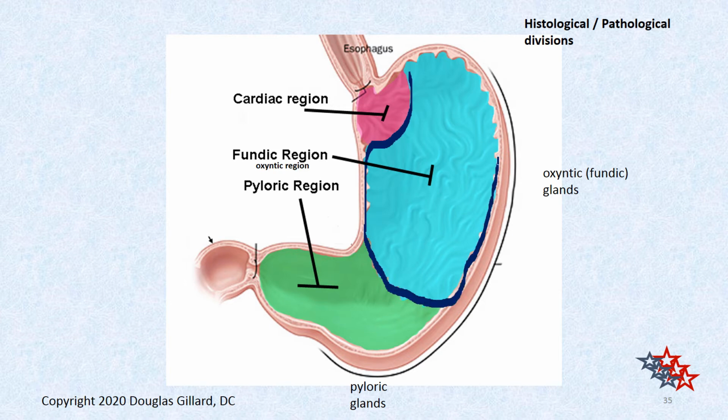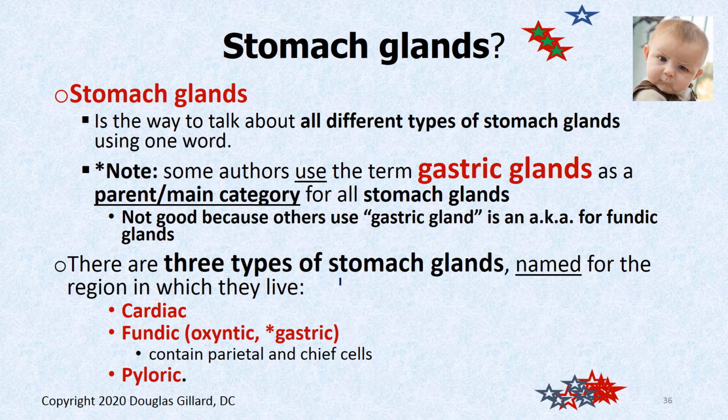What happened to the fundus and the body? How come they're not split into two regions? Because they have the same cell type. These all have fundic glands, aka oxyntic glands, and live in the oxyntic region or the fundic region of the stomach. The pyloric region of the stomach is everything else. Guess what type of glands those contain? Pyloric glands. I left this slide in here, it's still confusing.